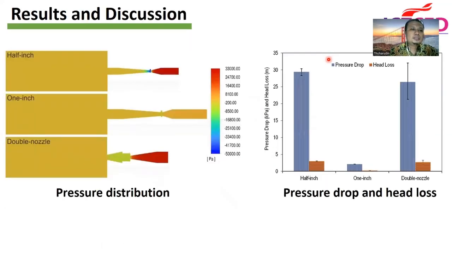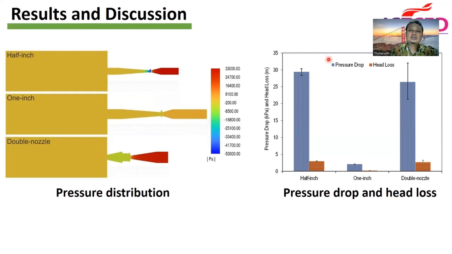And then it is the result for the simulation for the pressure distribution. We can observe that at the convergent area, the pressure is very high, especially at the half inch and double nozzle. And then after that, the pressure gradually increases from the neck to the water body. For the 1 inch Venturi bubble generator, the pressure difference is not significant.